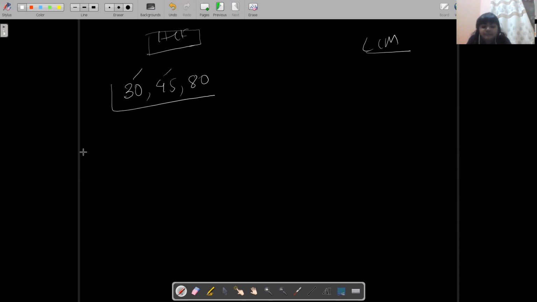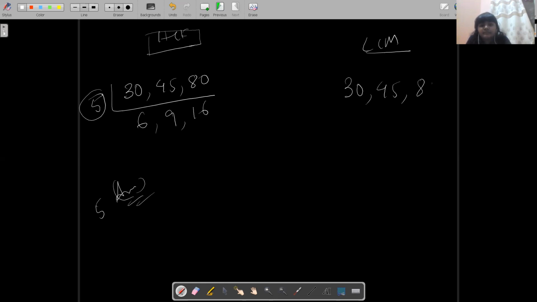See, 30 is divisible by 2, 80 is divisible by 2, but 45 is not divisible by 2. We can't take it. So it should be only divisible by 5. So 6, 9, and 16. Now there is nothing over there to divide, right? So we'll stop over here. 5 is the highest common factor. Now we'll take the same example in LCM.